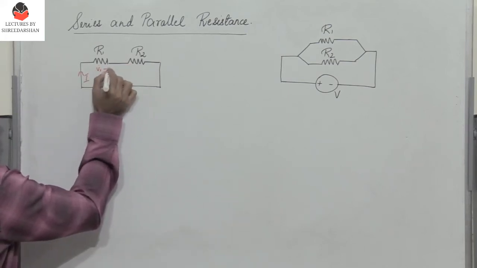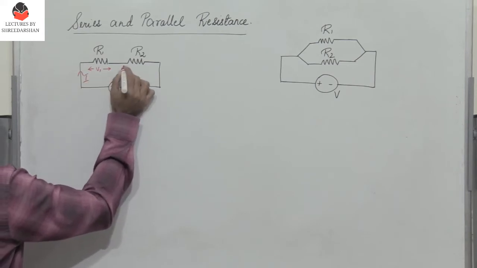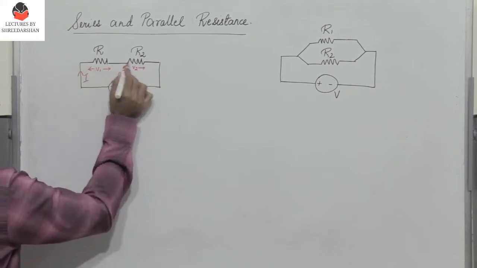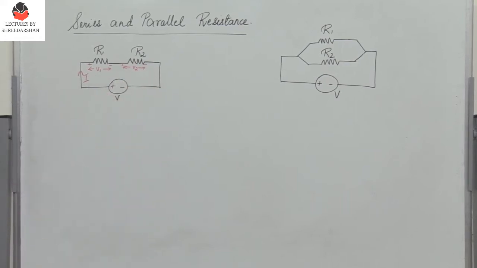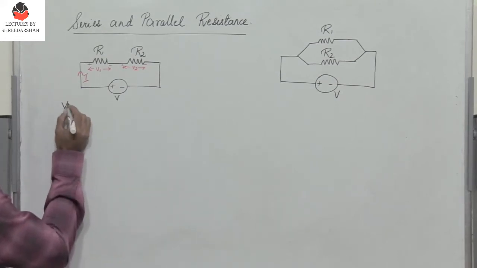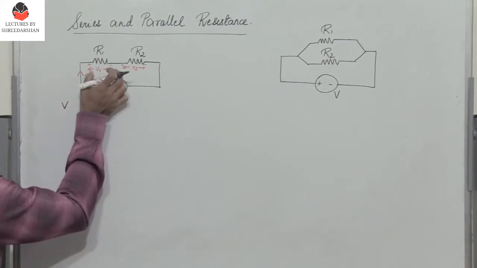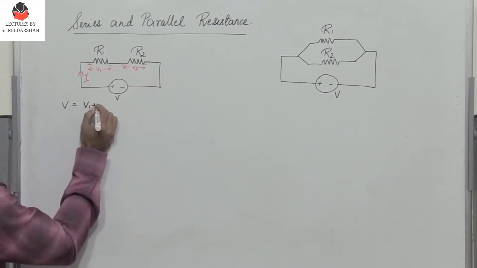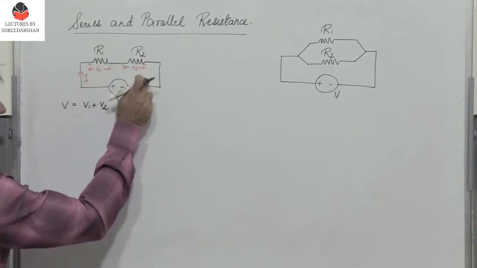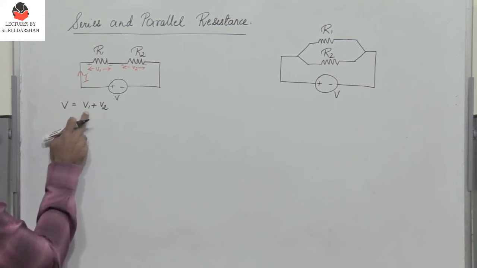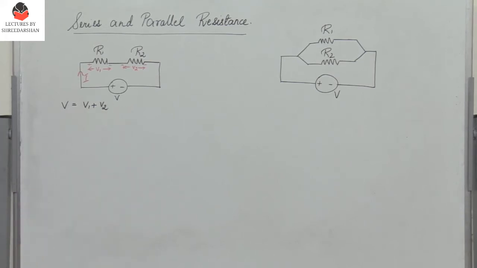So let the voltage across the resistance R1 be V1 and the voltage across the resistance R2 be V2. Current flows in this direction, so this is plus minus, and we know that the voltage applied V is equal to the voltage drop across R1 and R2. So I can write V as V1 plus V2, or the total voltage in the entire closed circuit is equal to 0, or I can write it as V minus V1 minus V2 is equal to 0.